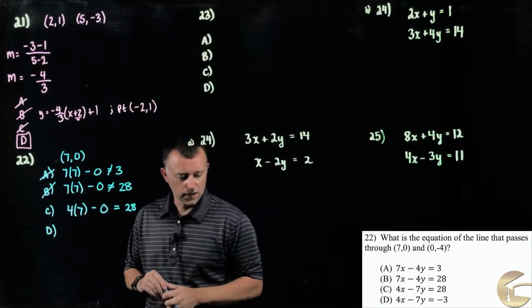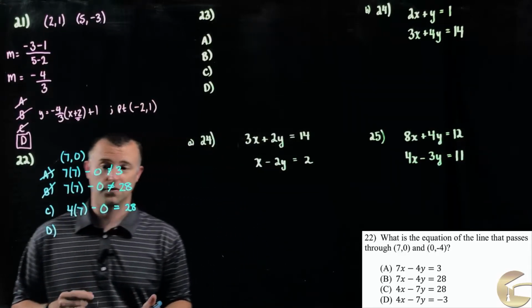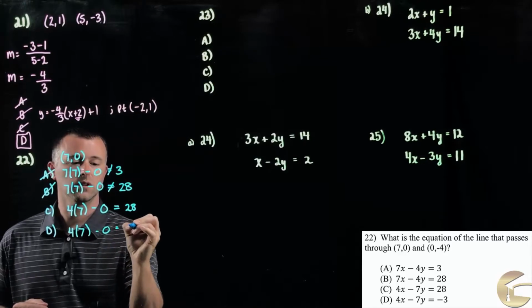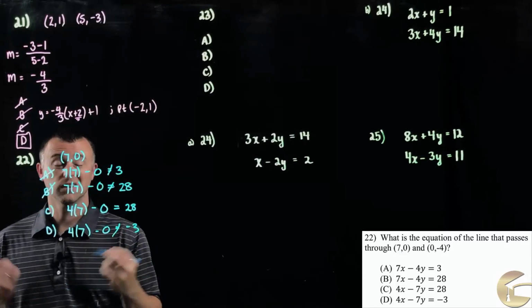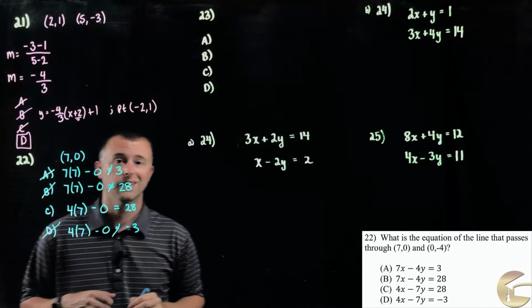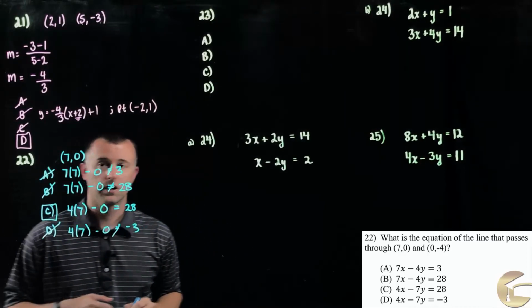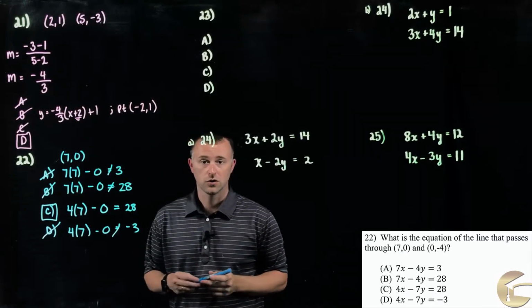But you'll notice D is the exact same thing, it just equals -3. So we'd have 4 times 7 minus 0 equals -3, which isn't true. So I only have to really pick one point, test them, see what happens, and C ends up being your answer. So that's going to be number 22.